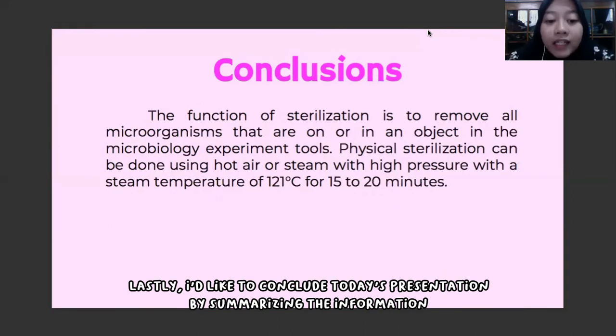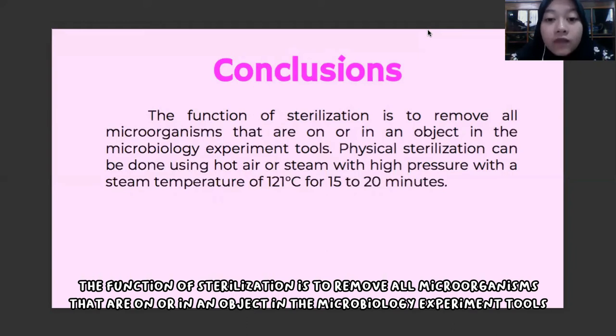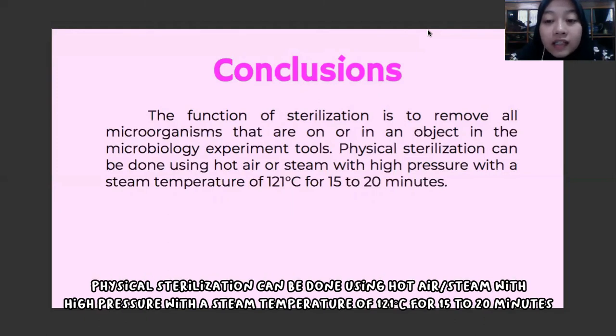Lastly, I would like to conclude today's presentation by summarizing the information. So, the function of sterilization is to remove all microorganisms that are on or in an object in the microbiology experiments. Physical sterilization can be done using hot air or steam with high pressure with the steam temperature of 121 degrees centigrade for 15 to 20 minutes.